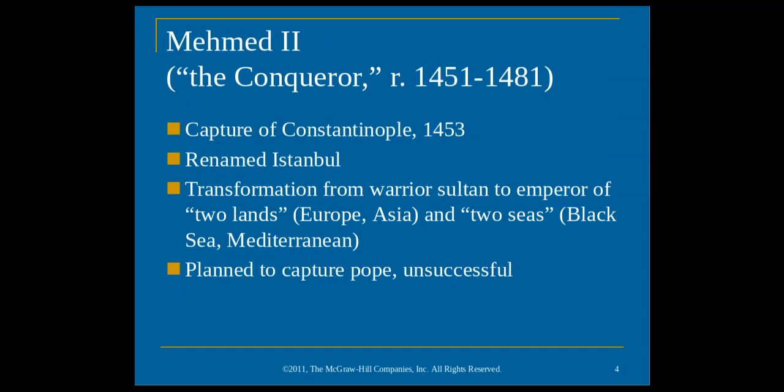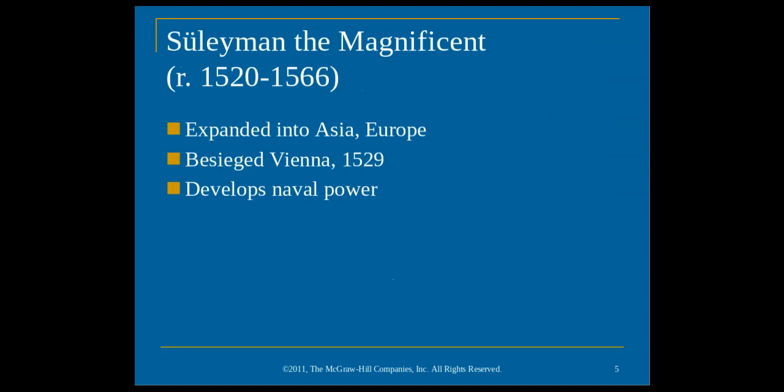All right, Mehmed II, or Mehmed the Conqueror. He captures Constantinople in 1453. He renames it Istanbul. The Hagia Sophia will be taken over and become a Muslim mosque. He transformed from a warrior sultan to an emperor of two lands, both Europe and Asia, because Constantinople is right there on the edge of the two continents. He planned to capture the Pope, but he was unsuccessful in this endeavor. However, he is going to get the Ottoman Empire up and really rolling.